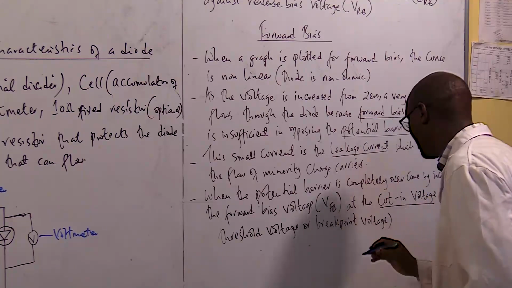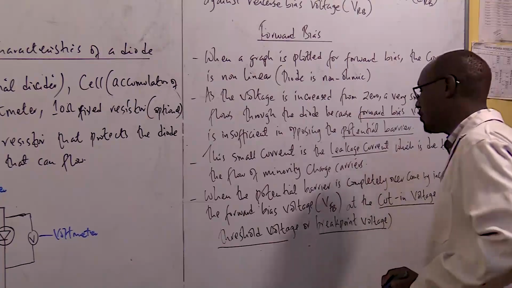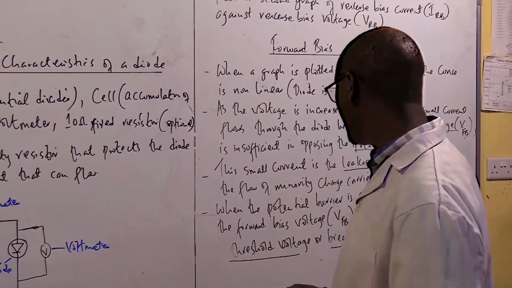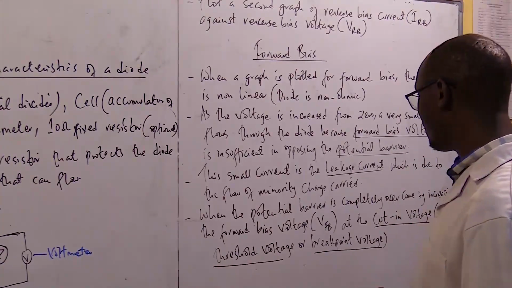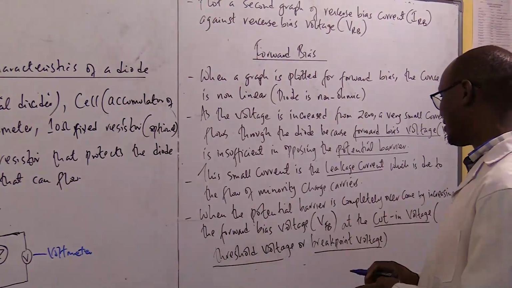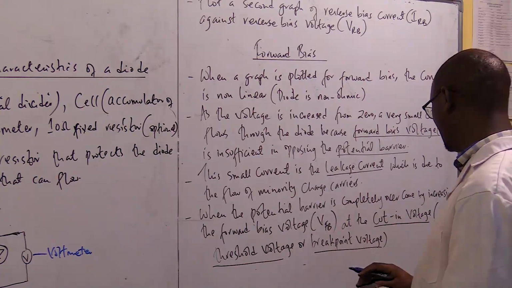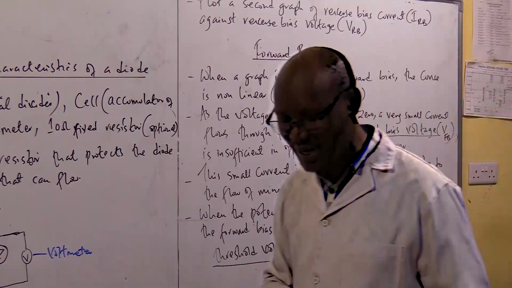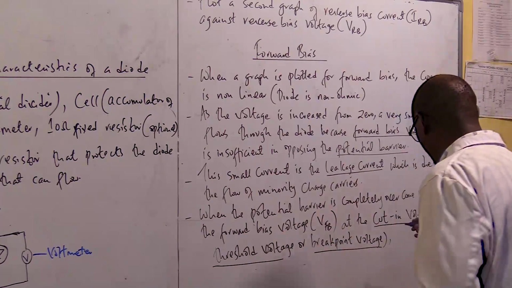The breakpoint voltage. So we have cut-in, breakpoint, or threshold voltage. That voltage will mean that a lot of charges will begin to flow. So we can look at what we have just written. When the potential barrier is completely overcome by increasing the forward bias voltage at the cut-in voltage, then we need to say that charges easily flow across the junction.